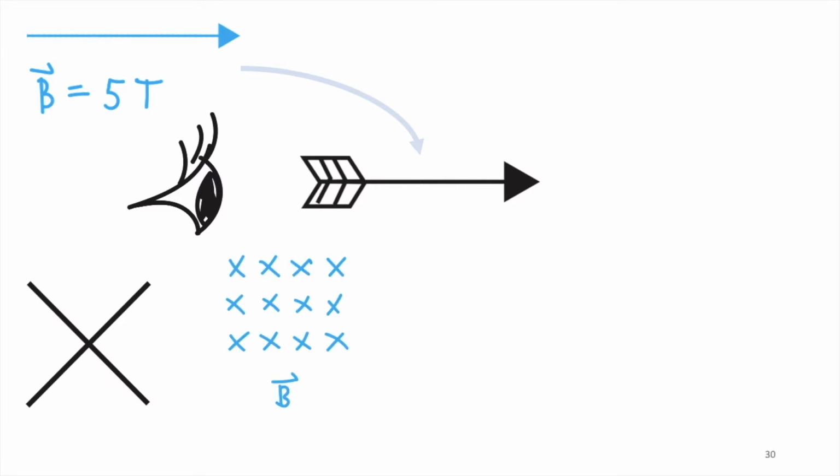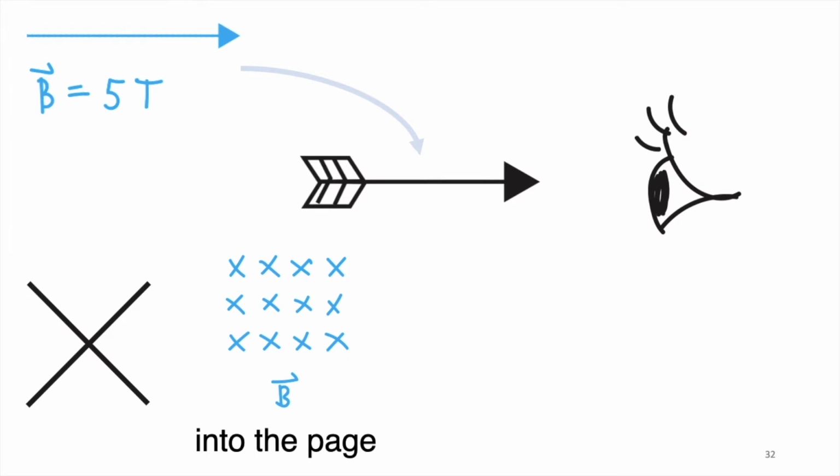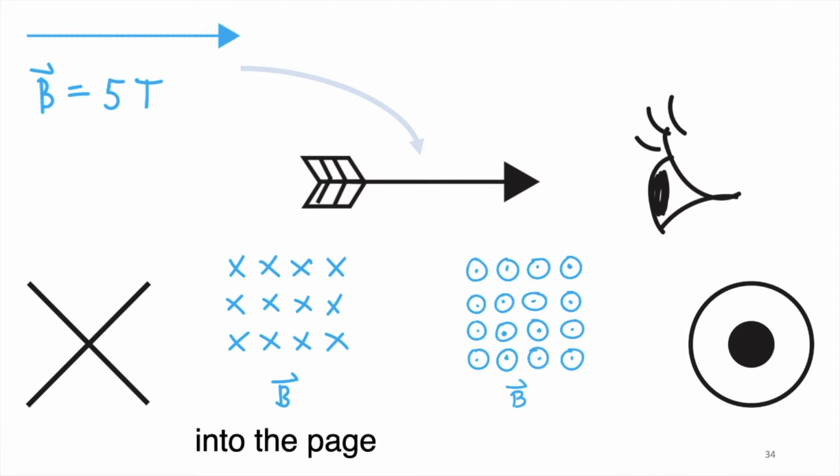When the direction of the vectors is represented by this symbol, then we call the direction of such vectors into the page. On the other hand, when I look at the vector in this manner, then what I can see is the tip of the arrow. And when I represent vectors or magnetic field vectors this way, a bunch of circles with a dot in the middle, then it is understood that the vector is pointing out of the page.